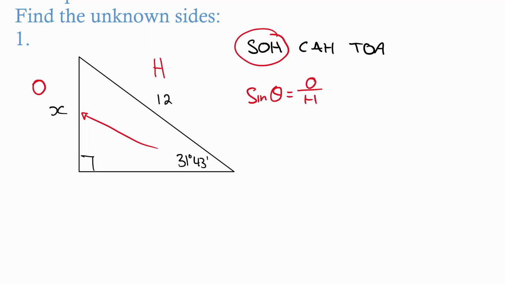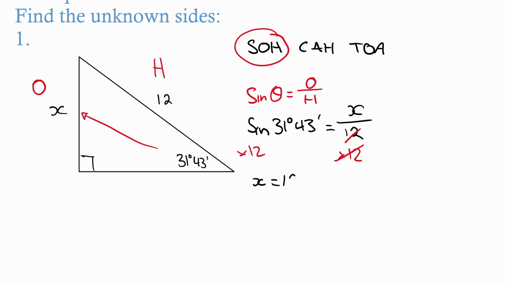Now that I've got that, what I can do is substitute in any values. So sine 31 degrees 43 minutes equals opposite, which we don't know, that's our x, so let's put x there, over our hypotenuse, which was 12. I now need to rearrange the equation to solve it, so I get x by itself and make that the subject. So times 12 on both sides, those 12s cancel out, and I'm left with x equals 12 sine 31 degrees and 43 minutes.